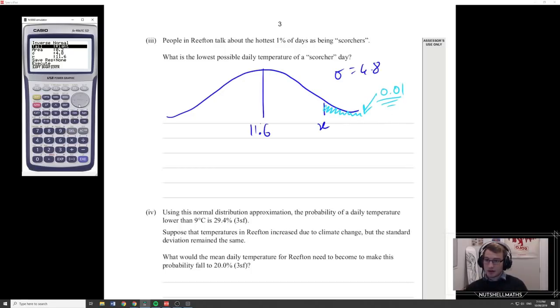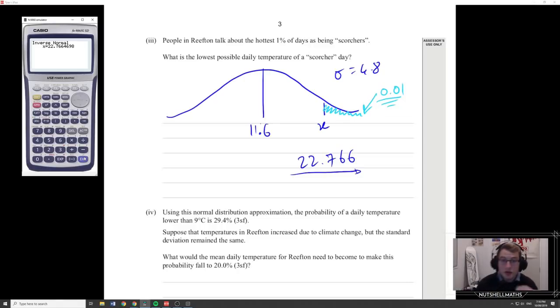So let's make this right. Our area is 0.01, our standard deviation 4.8, mean 11.6. And there we go: 22.766. What have we just found? This is the temperature at which only 1% of days are above it.